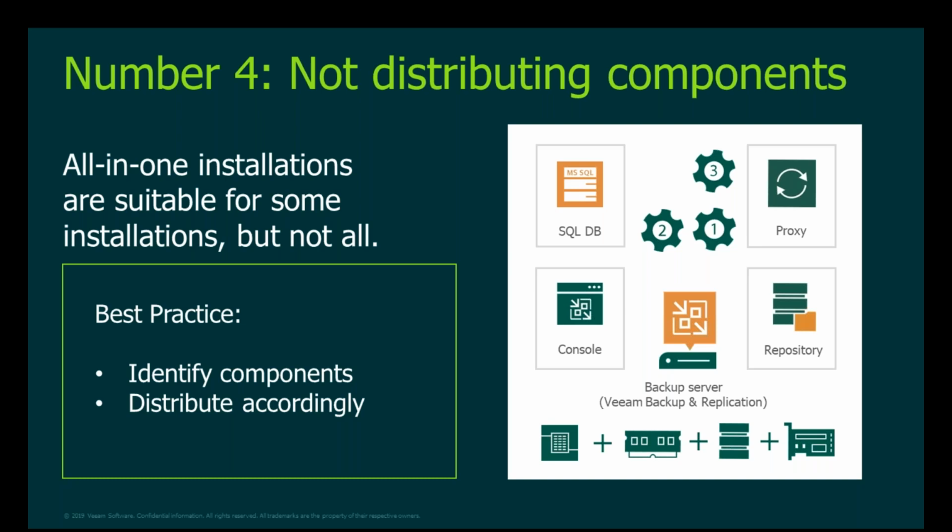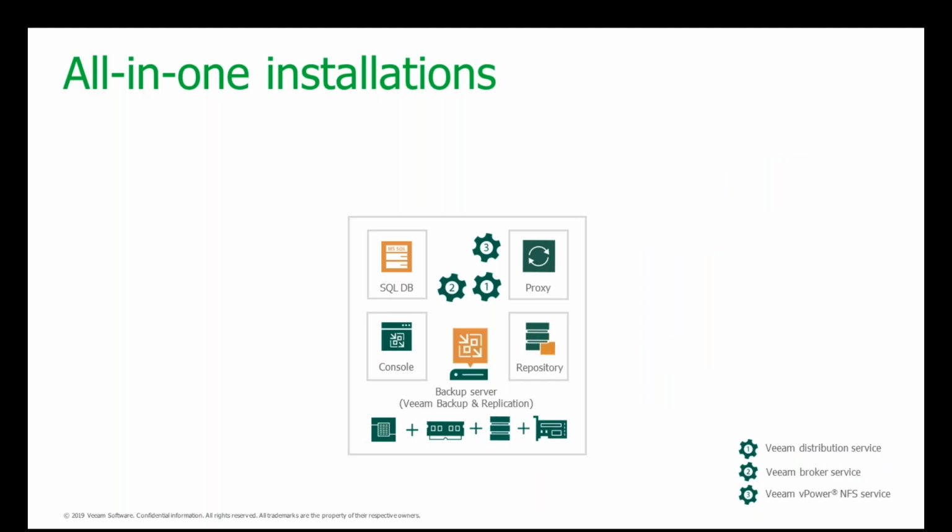So how we can look at that is really kind of visually. If we take an all-in-one installation, we have a number of roles, and there are actually more roles than this, but the backup server, which is where we install, the backup repository, which is where we put our backups. There's a proxy, which is a data mover. There's a database, which powers everything that happens previously. And there are a couple of services: distribution service, broker service, and vPower NFS service. Now, if you just installed Veeam, especially in VMware environments, this is what you'd be dealing with.